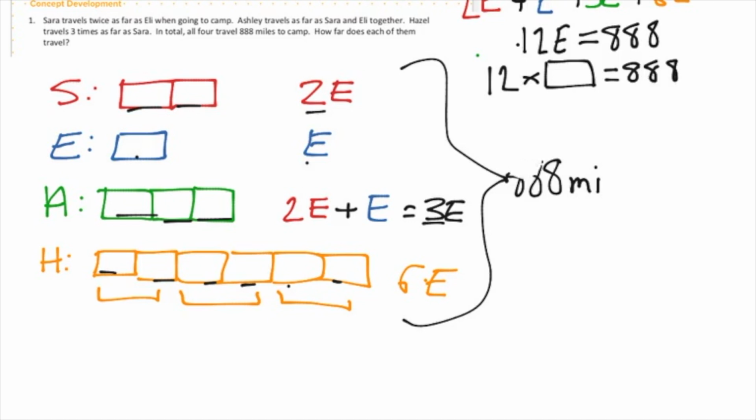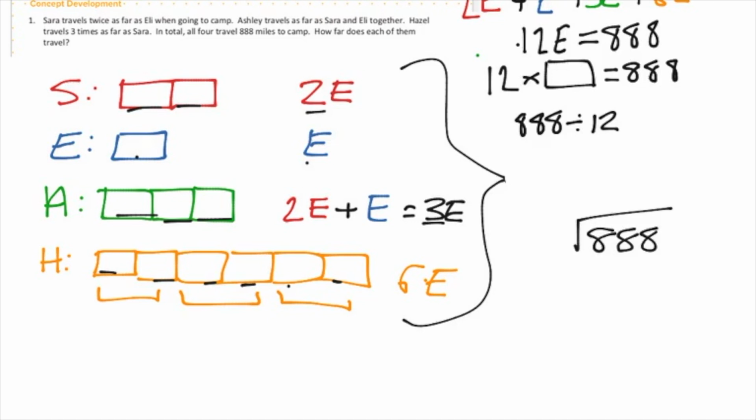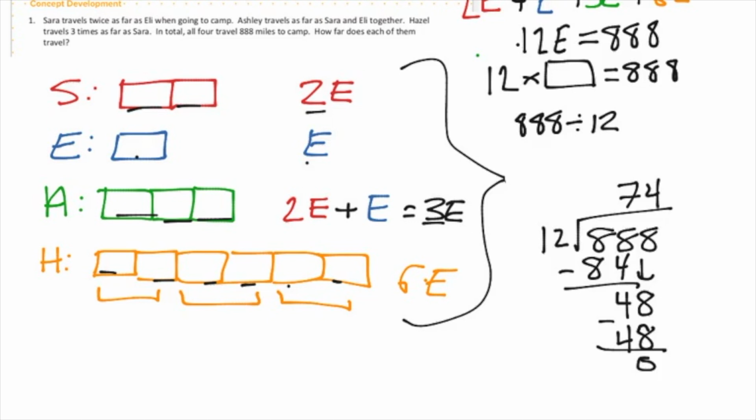I'm going to say, and let me erase this so we have room here, well, if I take 12 times what, the opposite of that is going to be division. So 888 divided by 12. Well, let's go ahead and do that. 888 divided by 12. 12 goes into 888 7 times. We get 84, remainder of 4 and 8. 12 goes into 48 4 times. 12 times 4 is 48. We subtract.